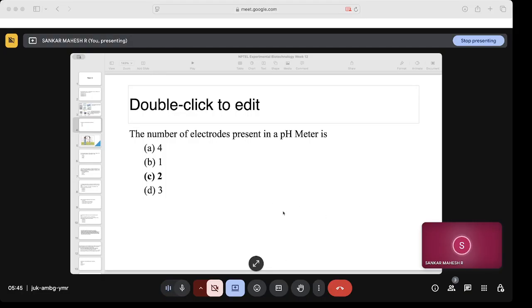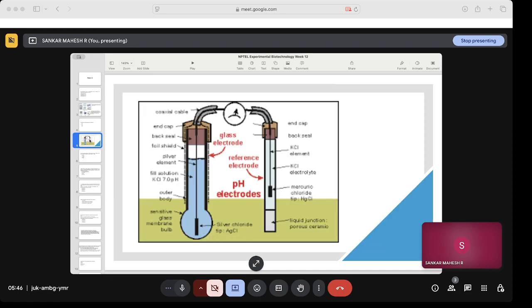Why is it 2? Silver chloride. Sorry? Can you be a bit louder? Silver chloride. Is that what you said? Can you repeat it? Silver chloride, sir. Okay. Silver chloride. Yes. And the other one? Mercury and chloride. Okay. So what is the name of these two different electrodes?